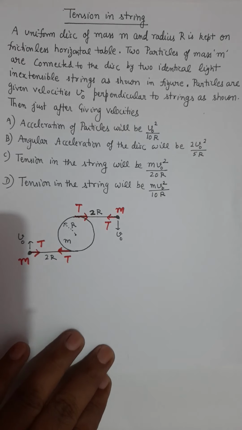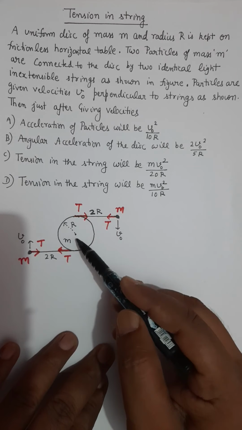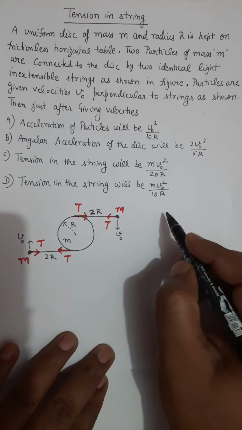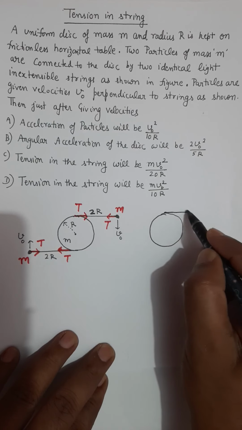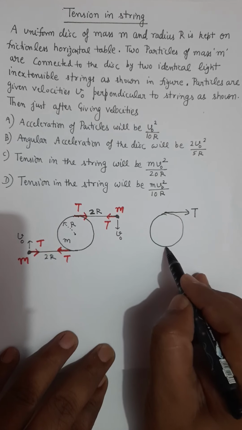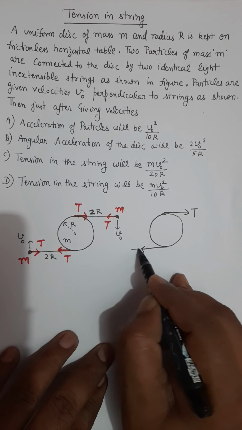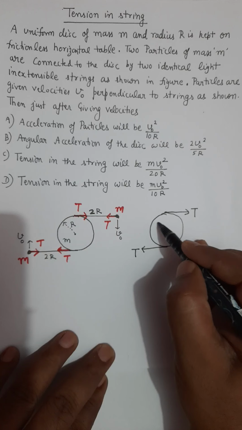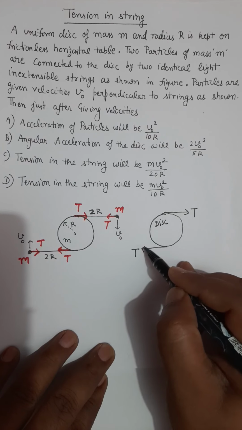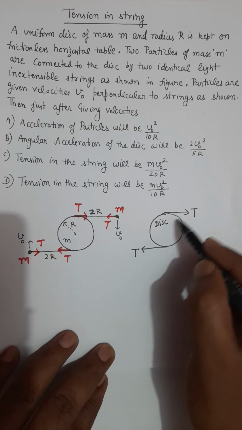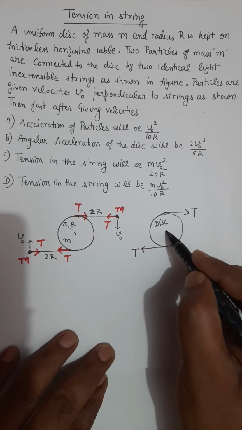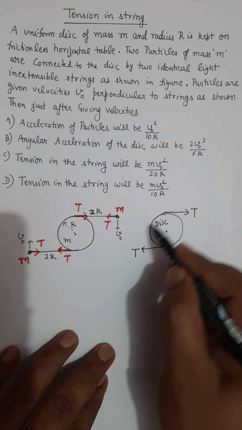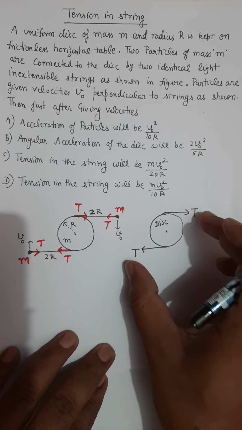Now, if you look at the forces which are on this object, the circular disk, if I draw it separately, you can check that a capital T force is acting on the disk to the right hand side, and another capital T is on the same disk to the left hand side. So the disk is acted upon by two equal and opposite forces. So there is no resultant force on it. The resultant force on the disk will be 0.